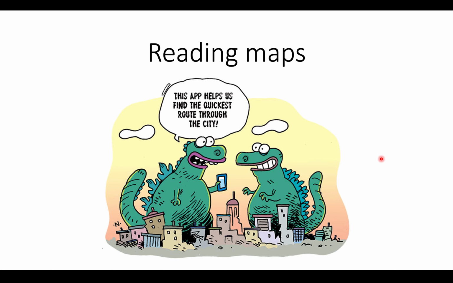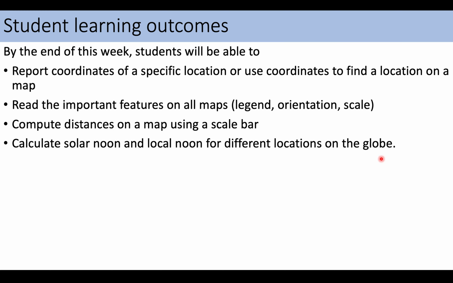Hey everyone! Today we're going to be talking about reading maps and how to become masters at reading all different types of maps. So what we're going to do today is learn about coordinates, the coordinate system, locating a specific location, as well as using coordinates to find a location. We'll also go over the important features that should be on all maps to make them legible and understandable. And then we'll look at finding distances using a scale bar. And then we're going to talk about solar noon and local noon, as well as a bit about our time zones that we have on the globe.